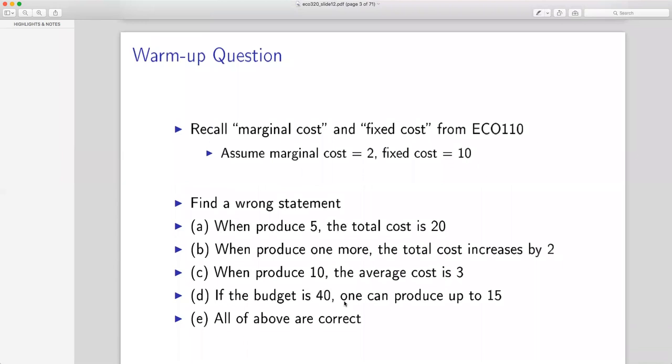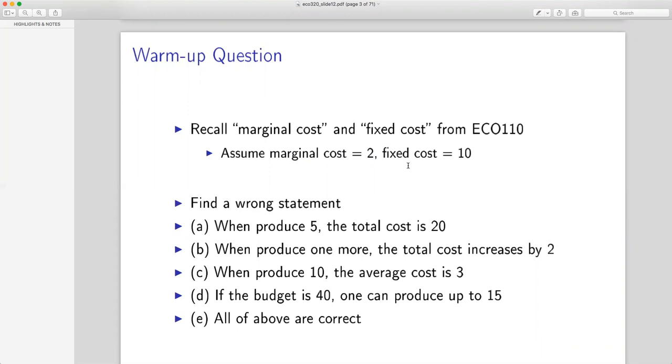Many of you probably took an introduction to economics, Econ 110 or 111, right? So do you remember what marginal cost and fixed cost were? Let me test your knowledge. Let's assume that marginal cost is 2 and fixed cost is 10. Which is a wrong statement? By the way, what is marginal cost and what is fixed cost? Since I'm recording, you cannot tell me, but try to think about that.